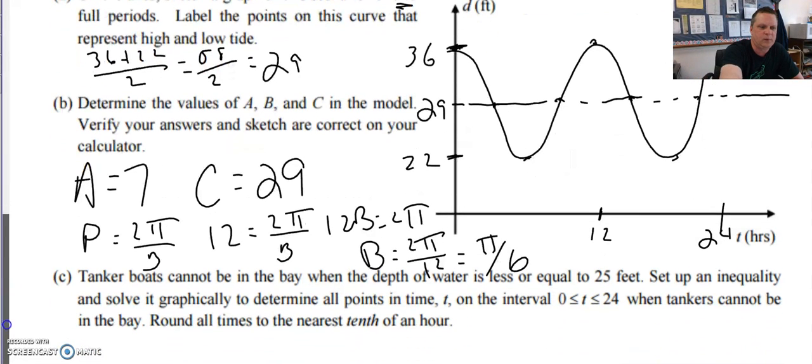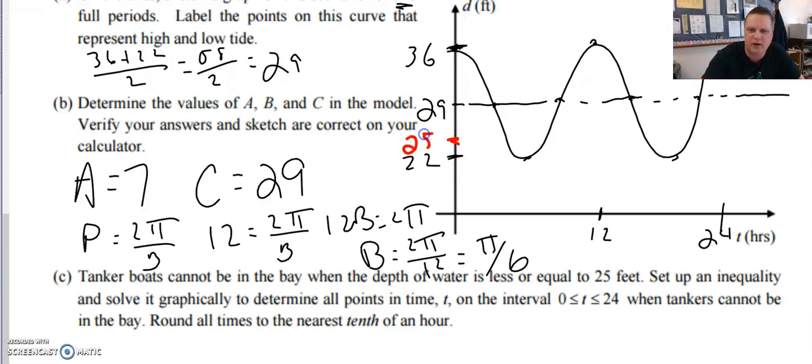Not a problem. Now it says that this is a little add-on. It says that tanker boats cannot be in the bay when the depth of the water is less than or equal to 25 feet. So set up an inequality and solve it graphically to determine the points in time t over the interval which the tankers cannot be in the bay. And it says round all to the nearest tenth of an hour. So at less than 25 feet.